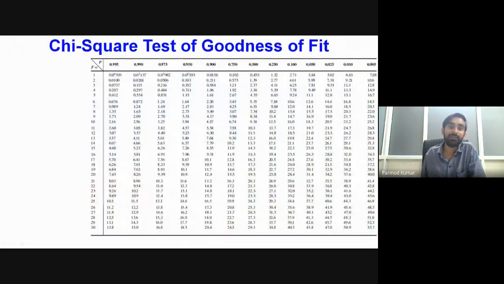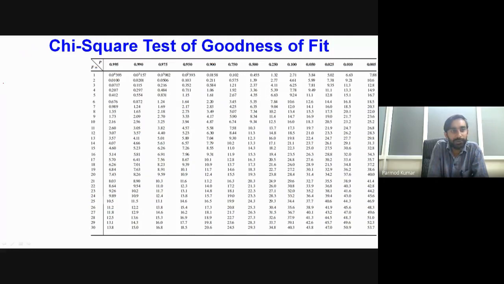Before that, let us first see one more additional test which checks the goodness of a fit. The test which tells us whether our fit is good enough compared to the expected fit or not is known as the chi-square test.